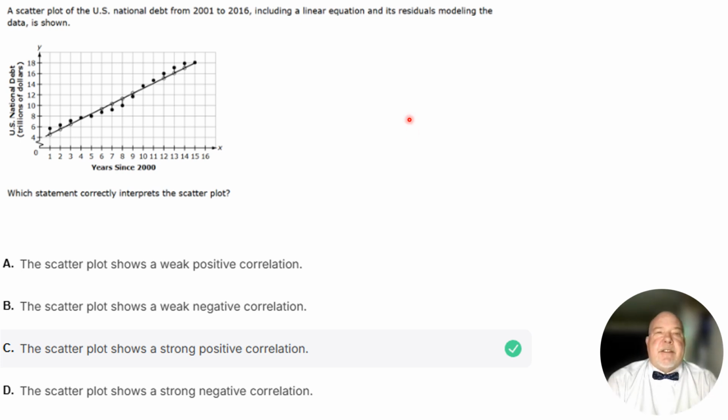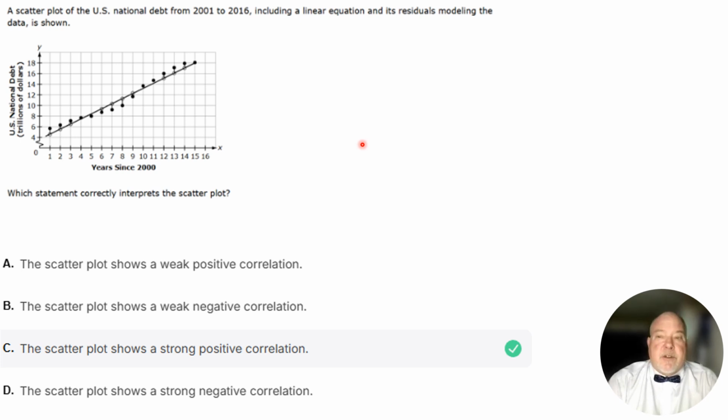So what we're given here is a scatter plot, and what it's asking us to do is evaluate two things. It's asking us to determine whether there's a weak or a strong correlation, and then whether it's a positive or negative correlation. So let's take those two things.